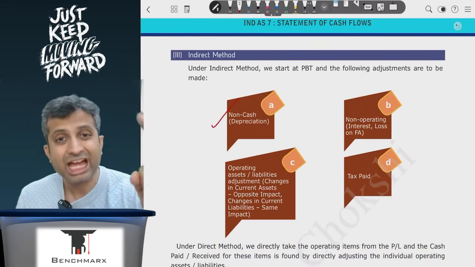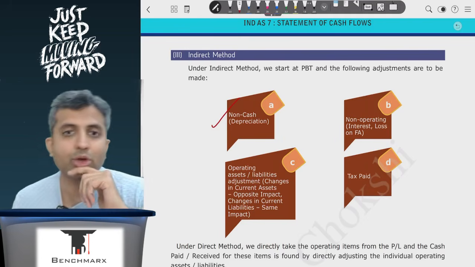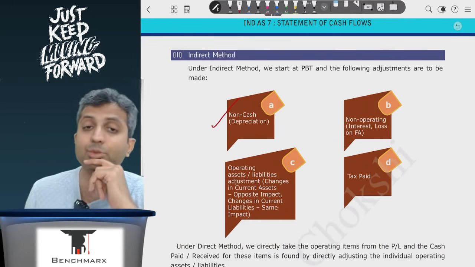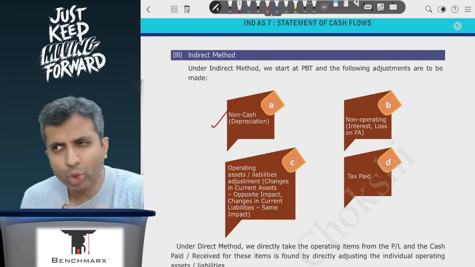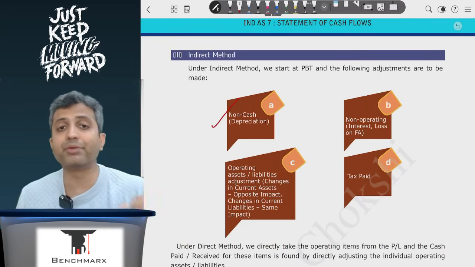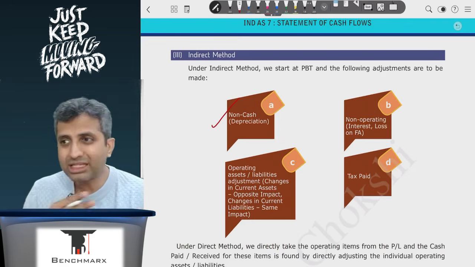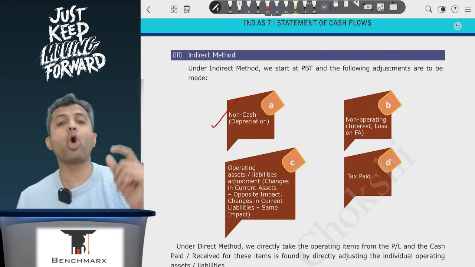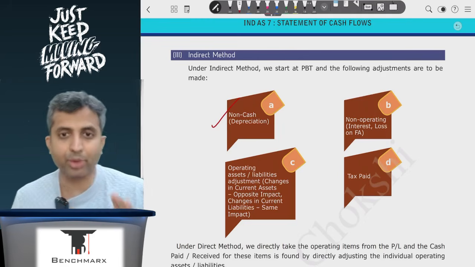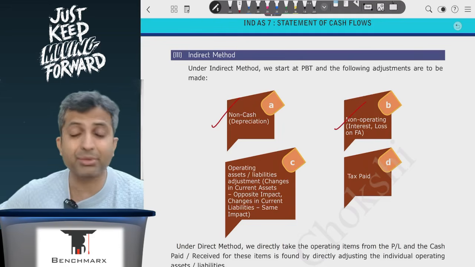Second, if I look at an indirect method, so first is I'll have to make adjustment for non-cash items. Second, I will have to look at certain items which are in your P&L but they are non-operating. Like for example, interest income goes in your P&L but it is an investing cash flow. Interest paid goes in your P&L but it is a financing cash flow. Loss on sale of fixed assets or profit on sale of fixed asset goes in your P&L but it is an investing cash flow, and hence you will remove all of these non-operating, that is investing or financing items from the profits.